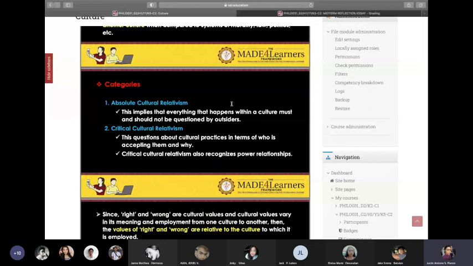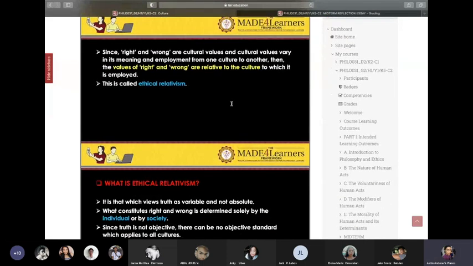Okay, I will skip this one and we will go to the second notion, which is actually derived from the notion of cultural relativism. In other words, they are relative ideas. Since right and wrong are cultural values, and cultural values may vary in meaning and employment from one culture to another, then the values of right and wrong are relative to the culture in which they are employed. So these values of right and wrong, in their meaning and employment, also vary from one culture to another.